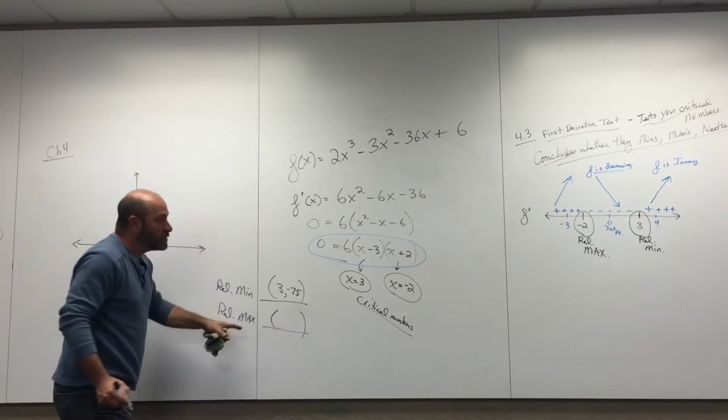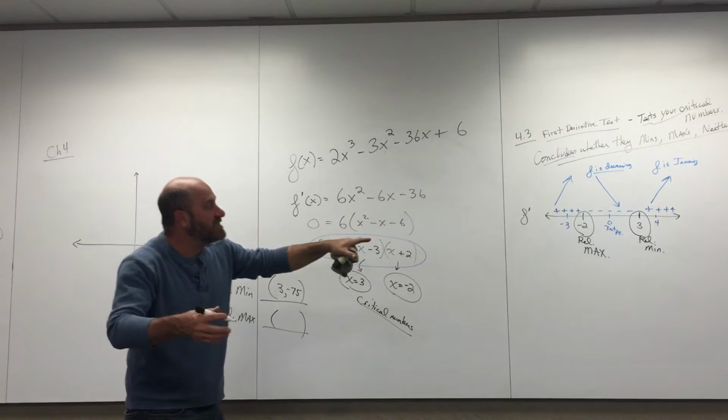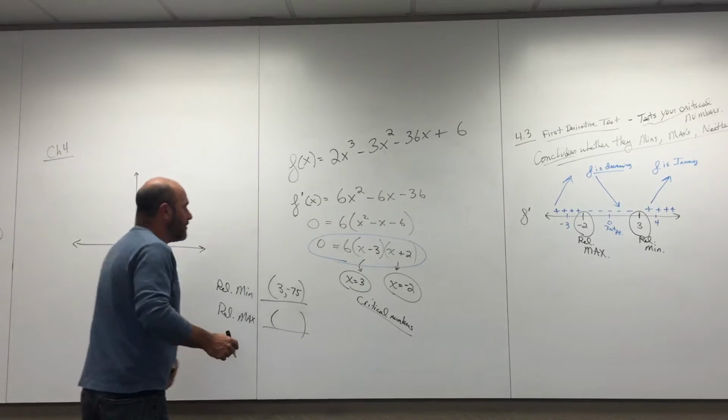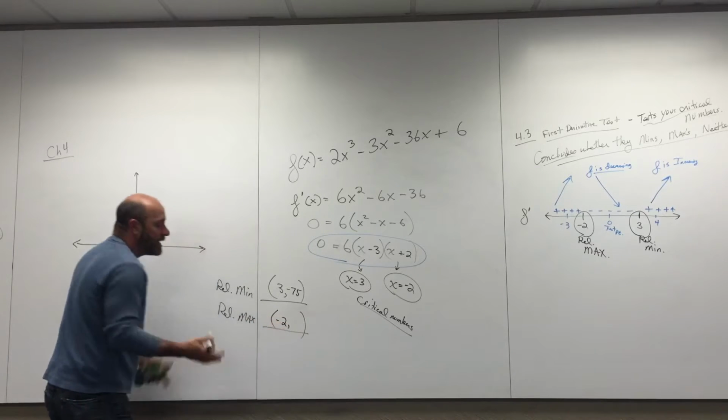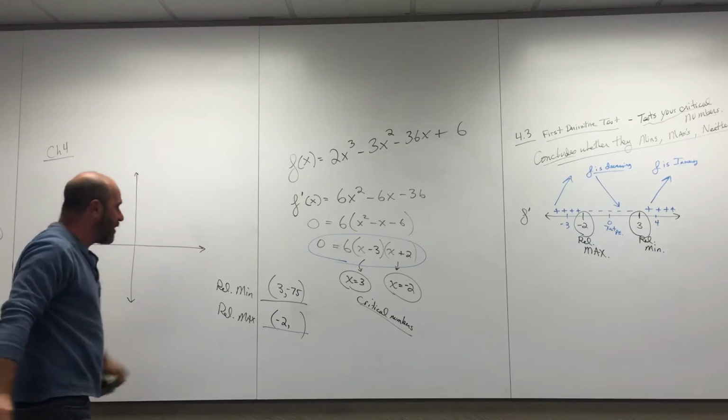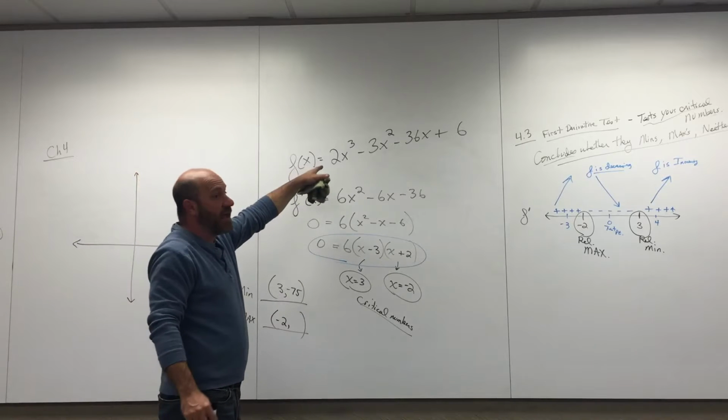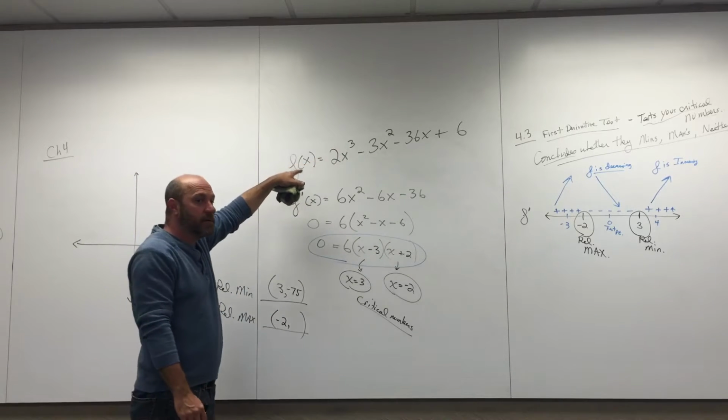Hey, what about the max? We found a max? Yeah, we found a max. It happens at x equals negative 2. We found a max at x equals negative 2. I'd like the y value so I could plot it on my graph. I'd like to plug in a negative 2 to get the y value.